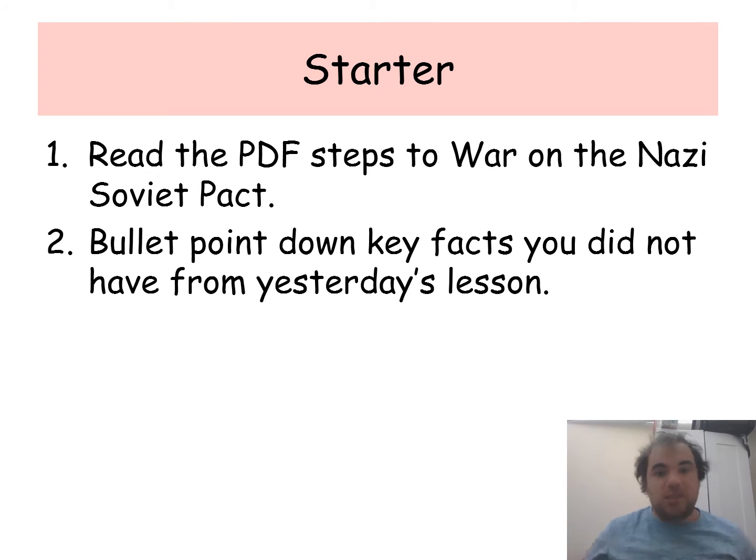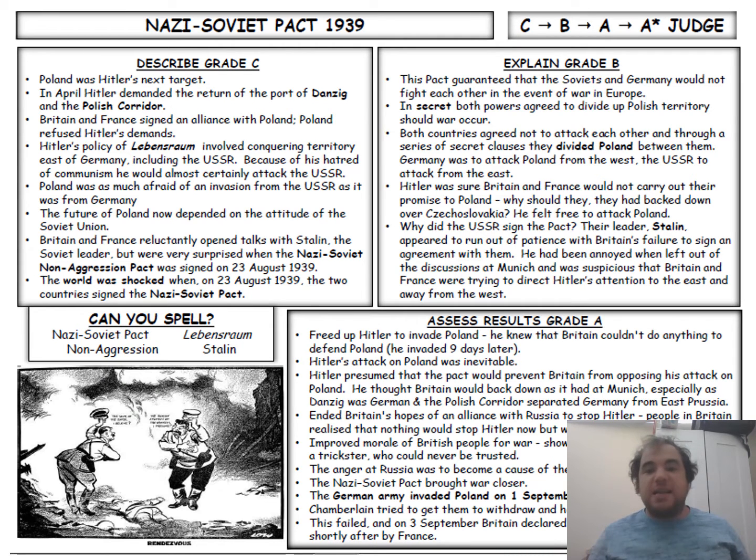So, getting into it, first things first, read the PDF document that is attached to Frog about the steps to war, specifically on the Nazi-Soviet Pact, and just bullet point down key facts that you may have missed from yesterday's lesson. I wouldn't expect there to be a lot, but this will provide you with a bit more depth and some more things to go from on that front. Spend about 15 minutes or so getting that extra information down. And this is the PDF I'm referring to, just so that we're absolutely clear.